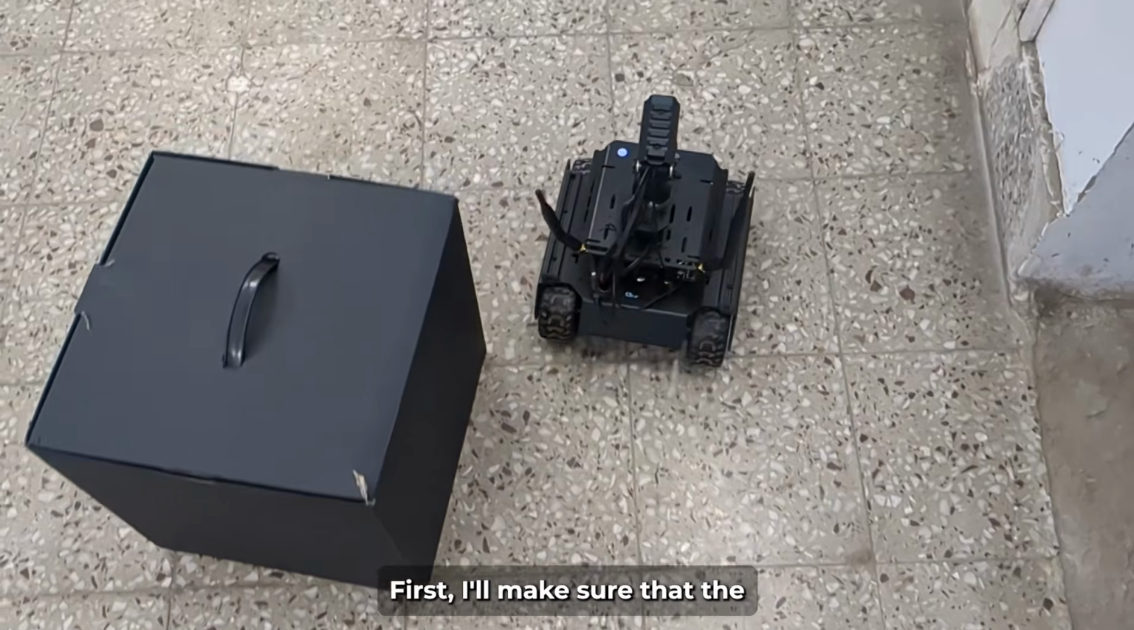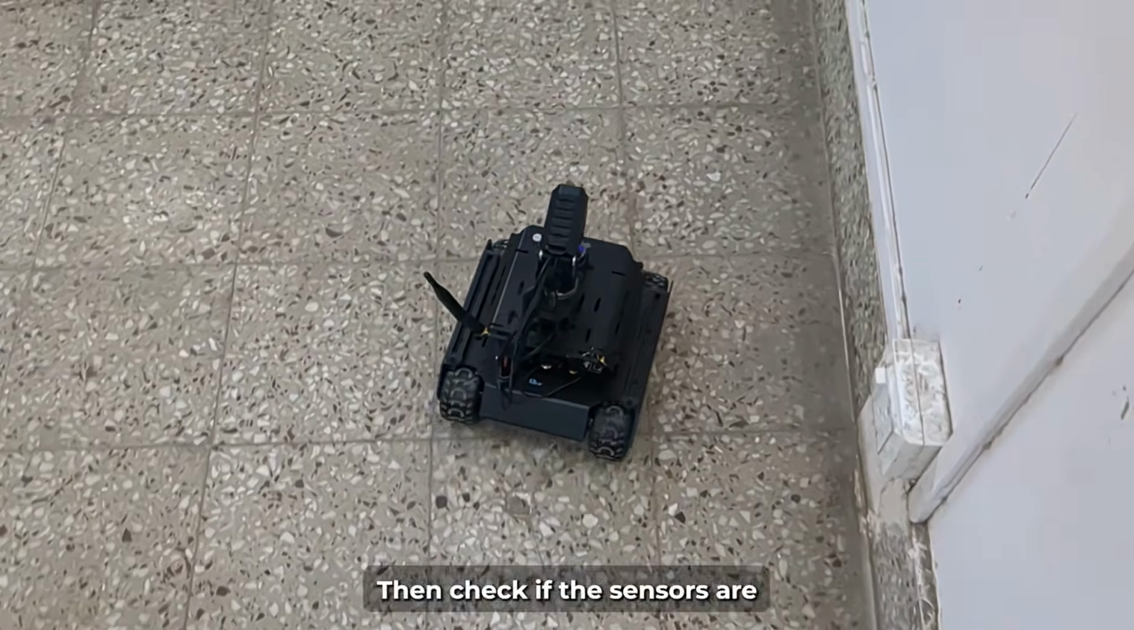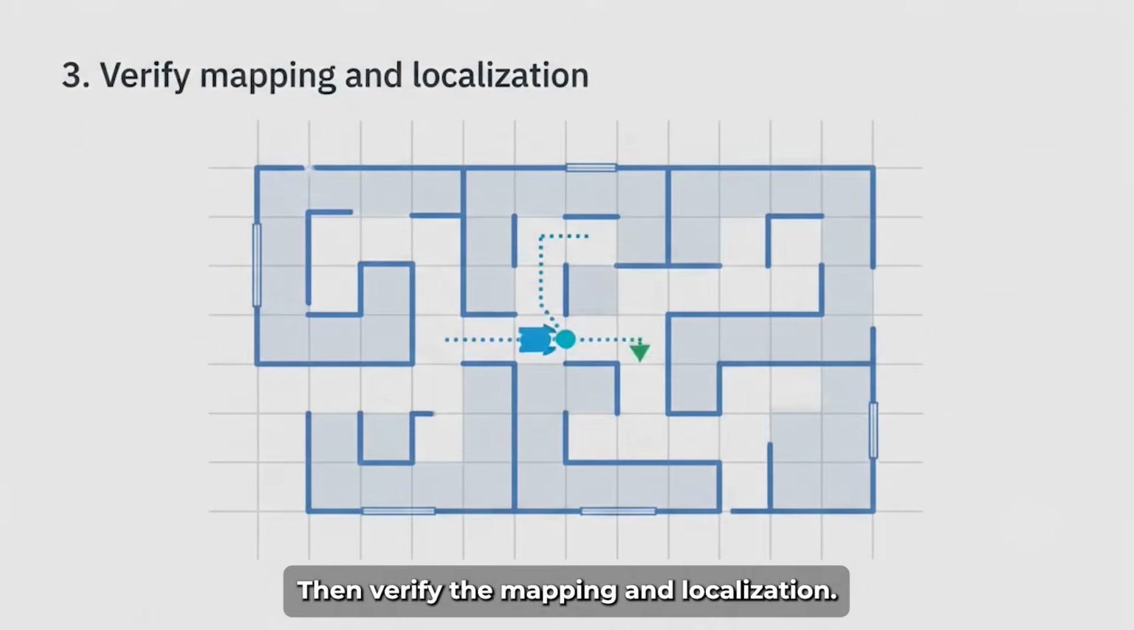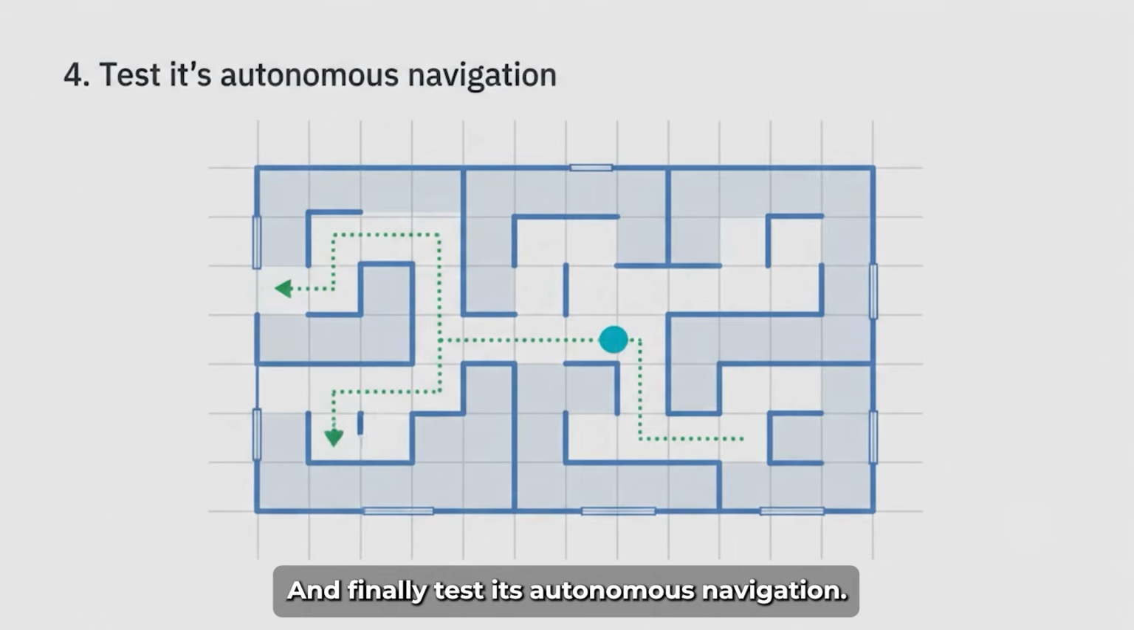First, I'll make sure that the robot's controls can move reliably. Then, check if the sensors are producing stable data. Then verify the mapping and localization. And finally, test its autonomous navigation. Let's get started with the video.